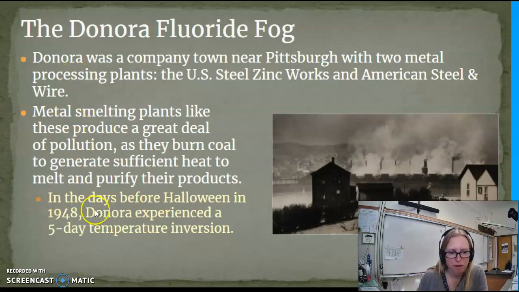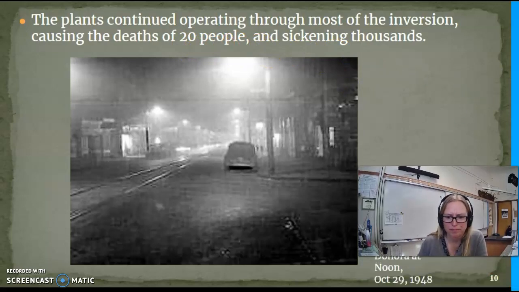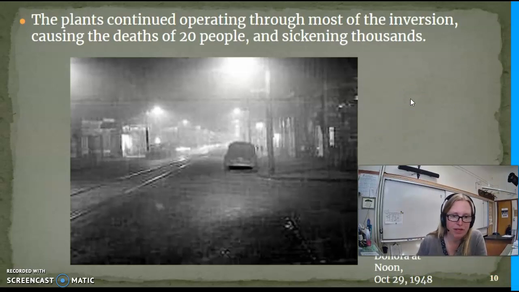In the days before Halloween in 1948, there was a five-day temperature inversion, and that's what trapped all this pollutant in that town. The plants continued operating through most of the inversion, and 20 people ended up dying and thousands got sick. They didn't realize back then that it was a problem. So they just kept going on business as usual, right?